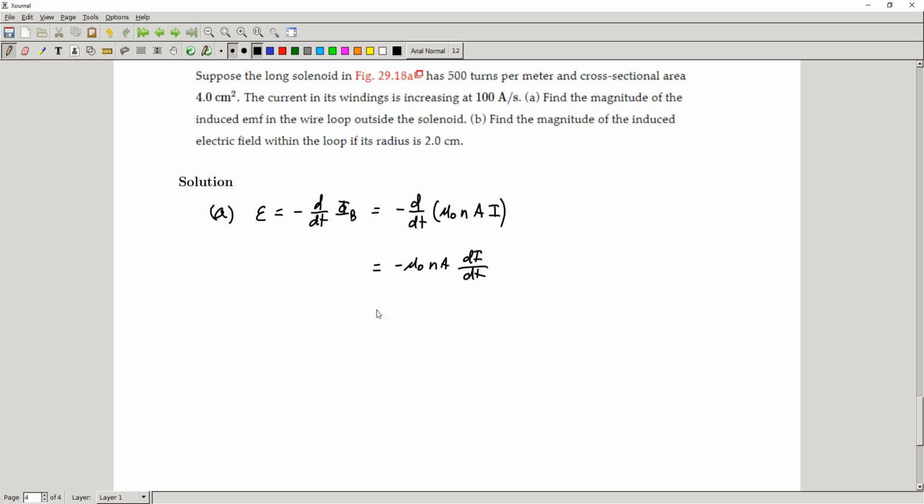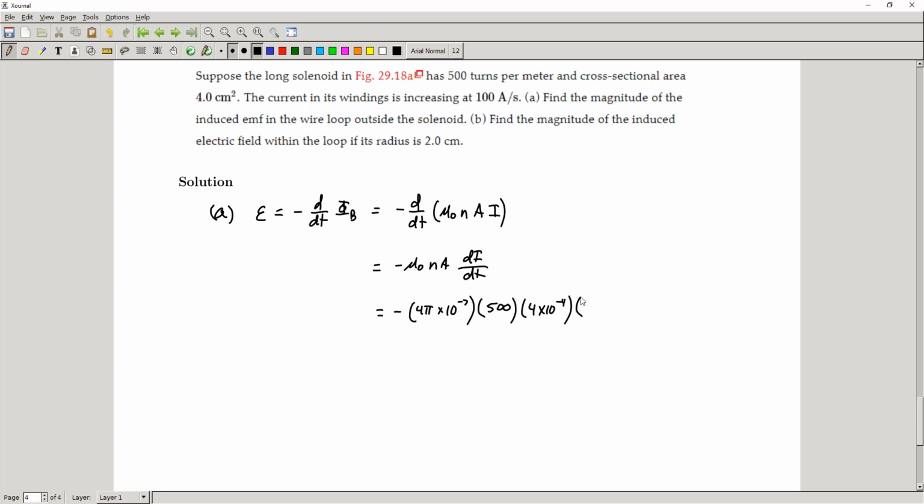We can just substitute in these numbers, and we end up with minus 4 pi times 10 to the minus 7. This is our mu naught. We're told 500 turns per meter. We need our area in meters, so that's going to end up being 4 times 10 to the minus 4. That's our area in meters, where it was 4 centimeters squared.